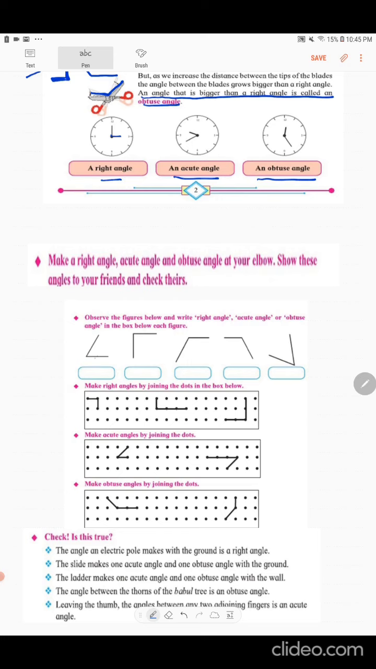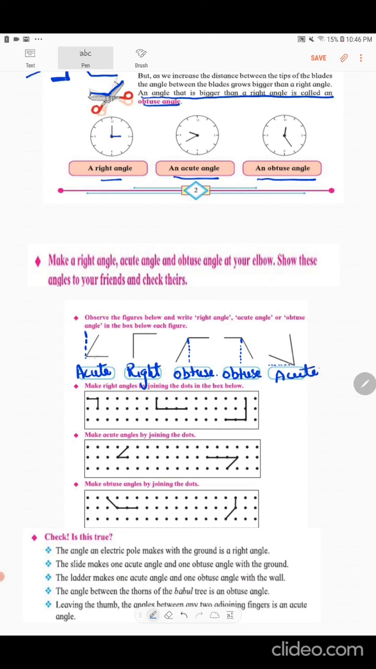So what kind of an angle is this? See, it is smaller. Now suppose if this is a right angle, this is smaller than the right angle, so it is an acute angle. Now this is exactly a straight line, this is a right angle. Now see children, this is a right angle, this is bigger than the right angle, so it is an obtuse angle. Similarly here, if it is a straight line, this is bigger than the right angle, so it is an obtuse angle. And this is a straight line and this is smaller than the right angle, so it is an acute angle.